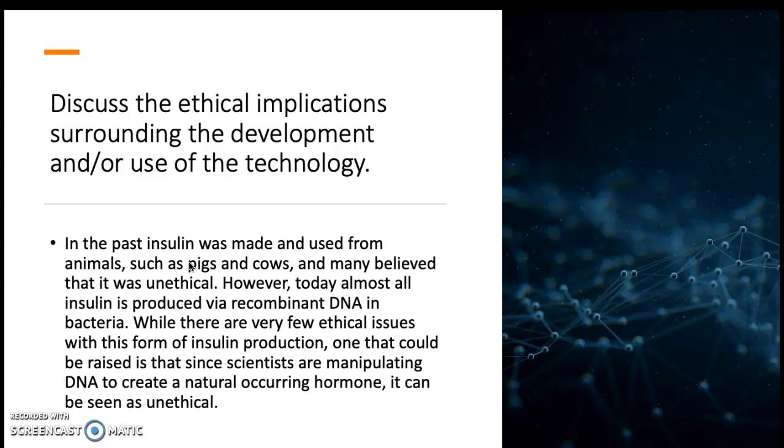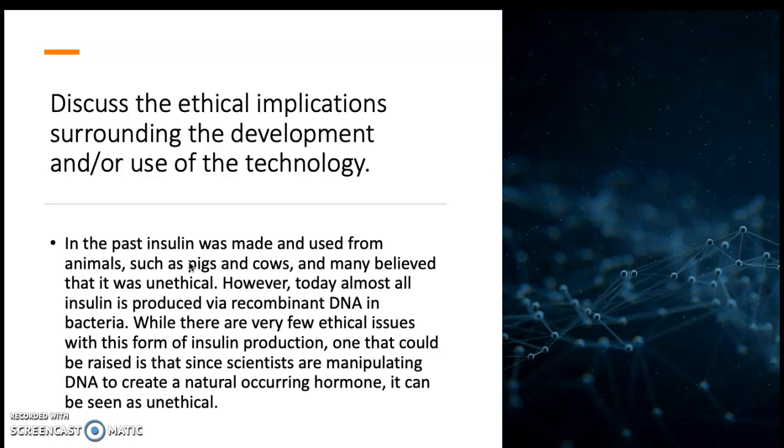So the ethical application surrounding the development and the use of the technology. In the past, insulin was made and used from animals such as pigs and cows, and many believed it was unethical. However, today, almost all insulin is produced via recombinant DNA bacteria.